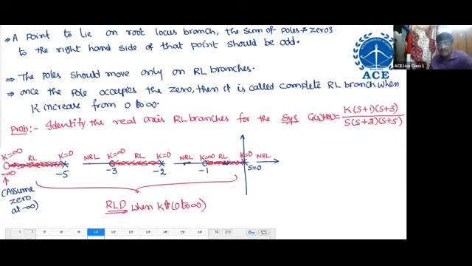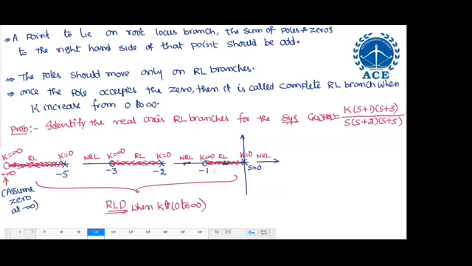Got it? Okay, sir. How do we decide? Odd means the point is root locus; even means the point is not root locus.